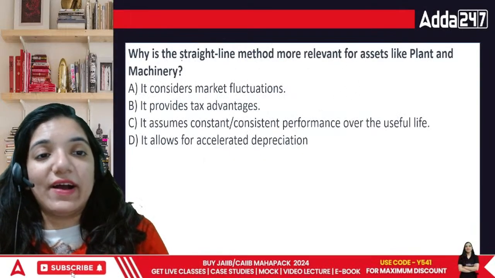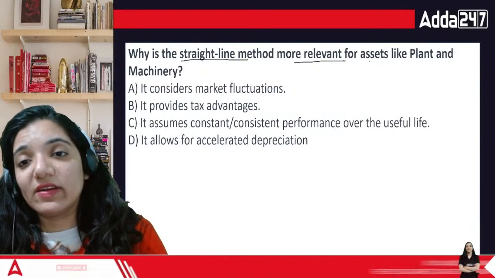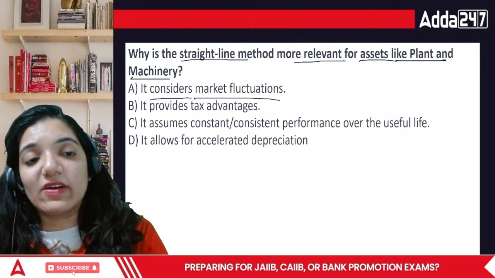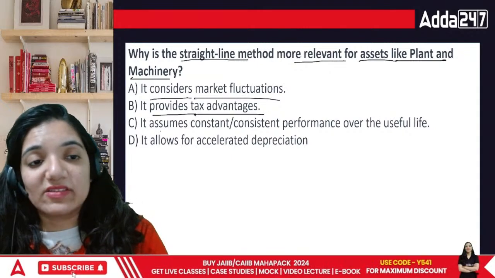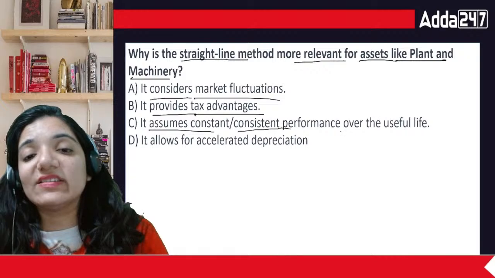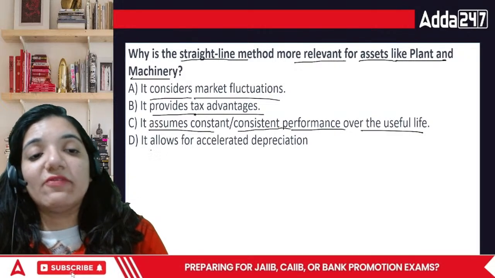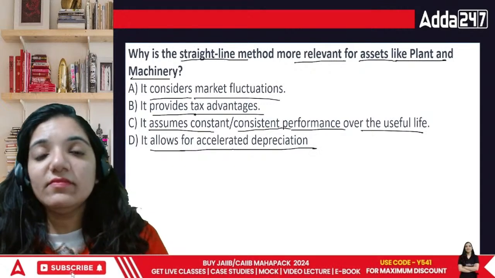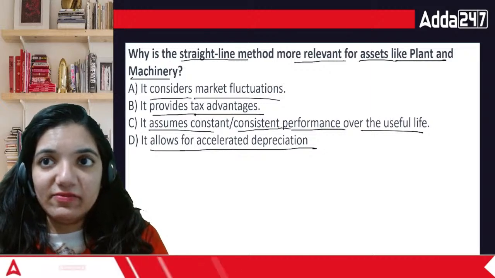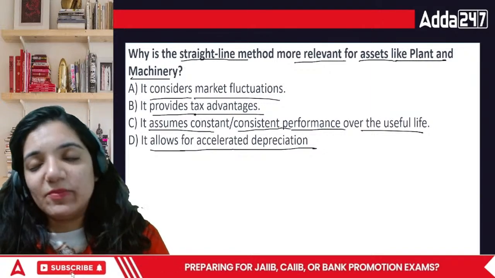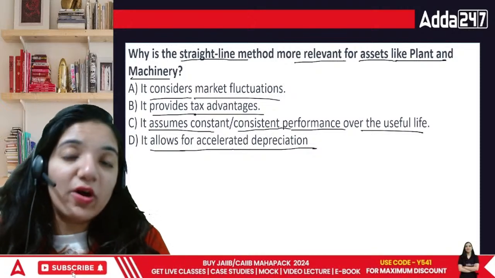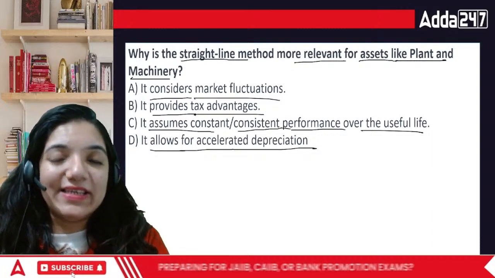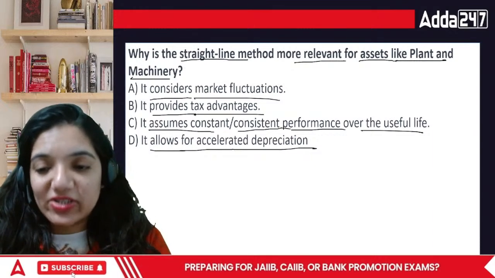Now comes the next point. Why is the straight line method more relevant for assets like plant and machinery? It considers the market fluctuations. It provides tax advantages. It assumes constant, consistent performance over the useful life, or it allows for accelerated depreciation. What would be the answer? See, if you look at the income tax department, it allows only the usage of SLM or the WDV method. Rest other methods are not used. This is an easier method. One of the easiest methods is SLM or straight line method.